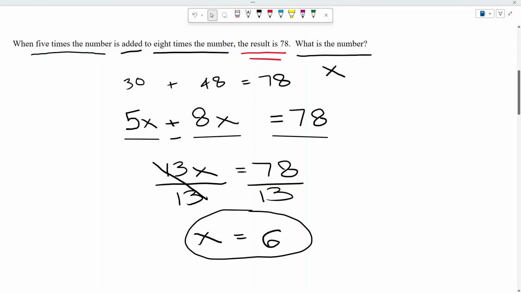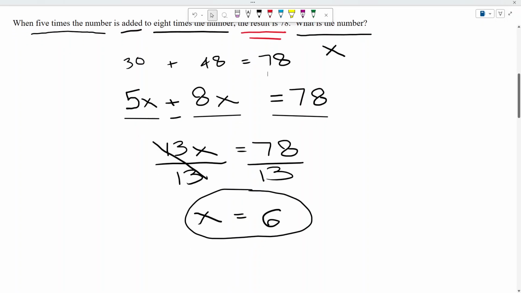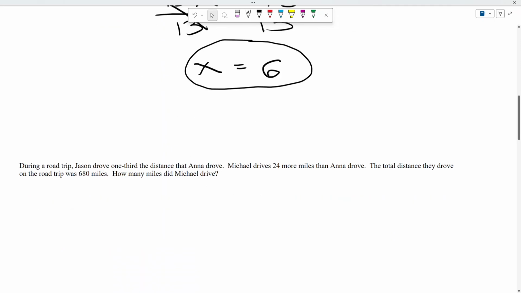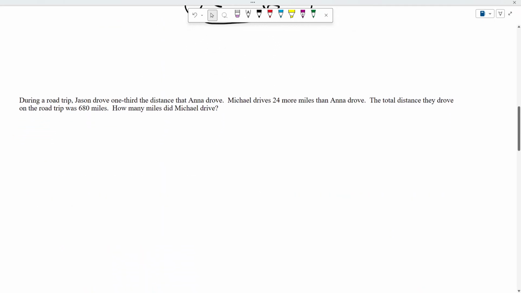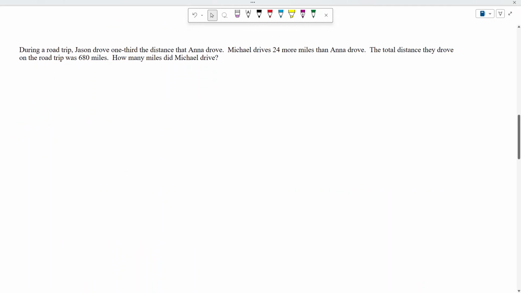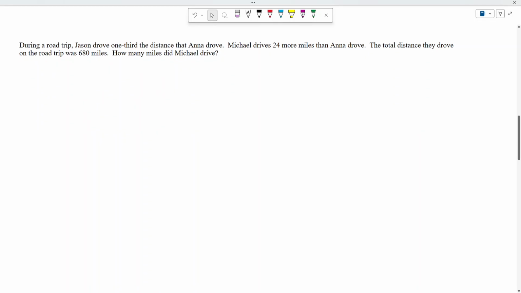This one will probably be a little more difficult for most people. But again, we just got to read it over. It's going to be all about the setup. So it's telling us that during a road trip, Jason drove 1/3 the distance that Anna drove. Michael drove 24 more miles than Anna drove. The total distance they drove on the road trip was 680 miles. How many miles did Michael drive?